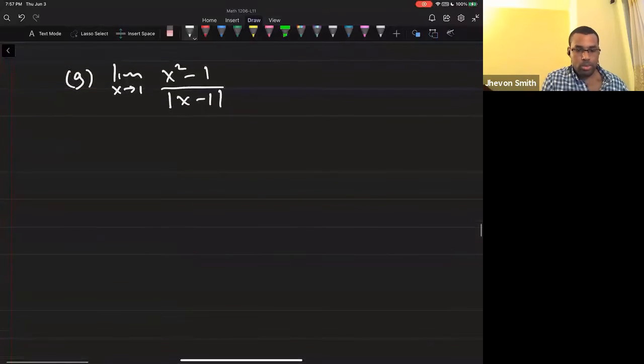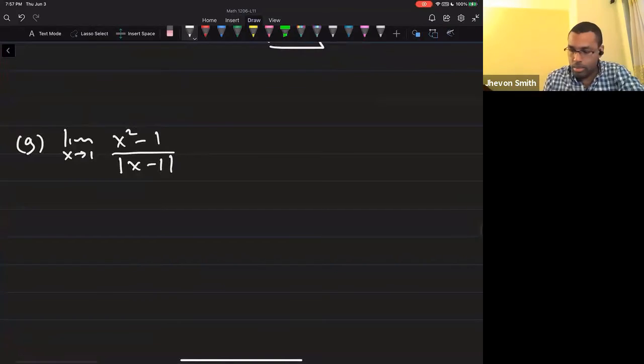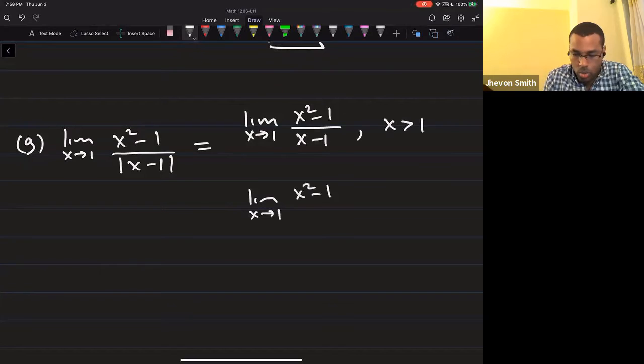This one is actually very similar to the absolute value of x over x thing that we did last time, so I'm probably not going to dwell on this. I'm going to realize this is the limit as x approaches 1 of x squared minus 1 over x minus 1, if my x is larger than 1. And it's going to be the limit as x approaches 1 of x squared minus 1 over negative x minus 1, if my x is less than 1.